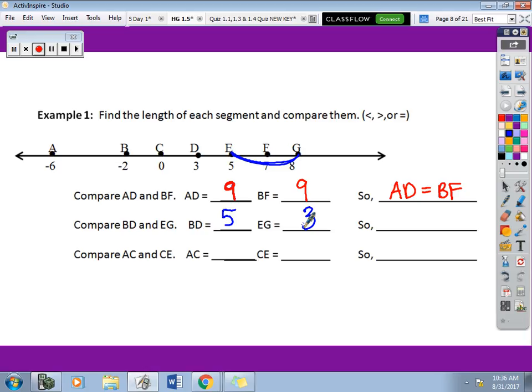And so then, Avery, what comparison did you make? I made AB is greater than... You mean BD? BD. Yeah. Very good. And then, Evan, what did you get for the length of segment AC? 6. Okay. And CE? Evelyn? 5. So again, we should have a greater than symbol.